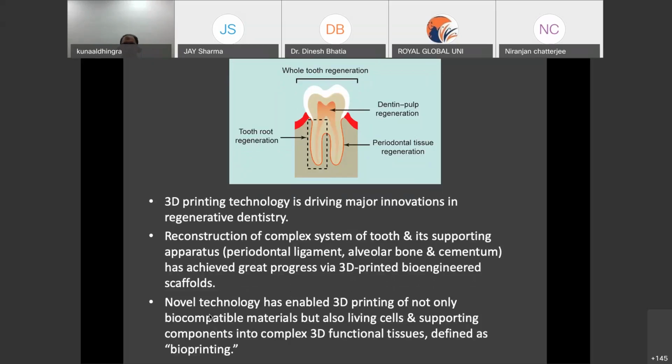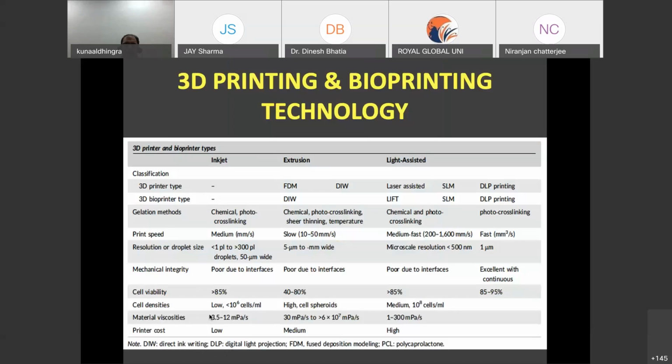Reconstruction of a complex system of tooth and its supporting apparatus, that is periodontal ligament, alveolar bone, and cementum, has achieved great progress via 3D printed bioengineered scaffolds. Novel technologies have enabled the 3D printing of not only biocompatible materials but also living cells and supporting components into complex 3D functional tissues, and this is defined as bioprinting.